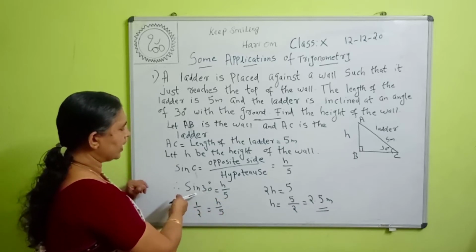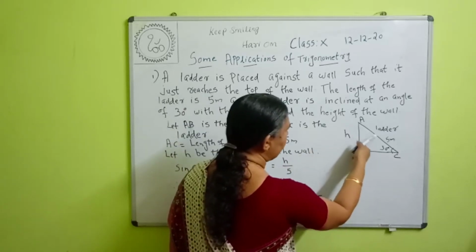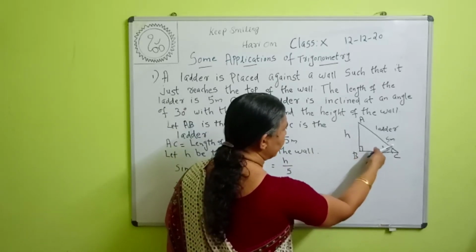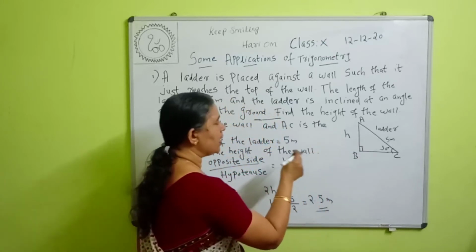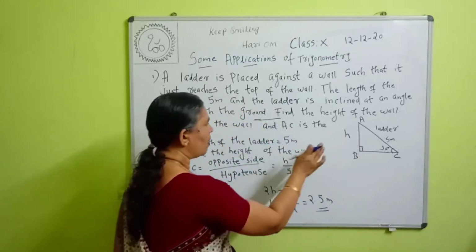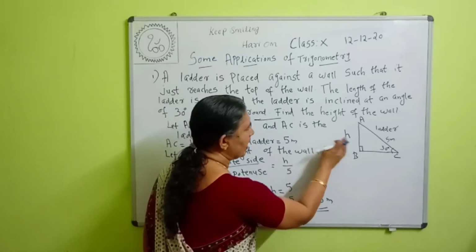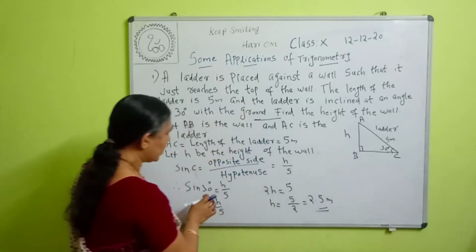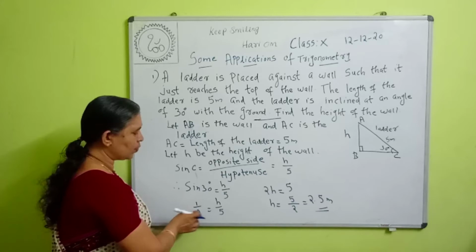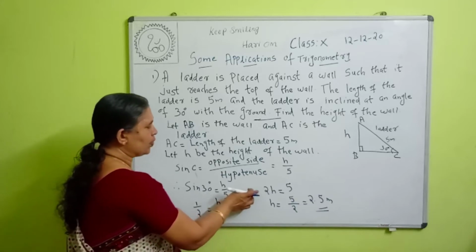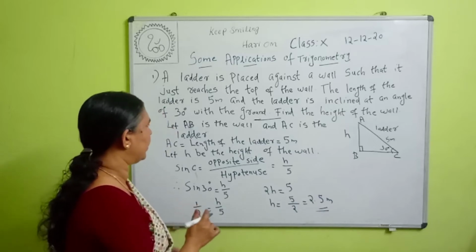Here we use the ratio sin because one side, the hypotenuse, is known, that is 5 meter, and we are asked to find the height. Therefore, we use the ratio including this height, that is opposite side by hypotenuse, equal to h by 5. Sin 30 is equal to 1 by 2. So 1 by 2 is equal to h by 5. Then 2h is equal to 5, h is equal to 5 by 2, that is equal to 2.5 meter.